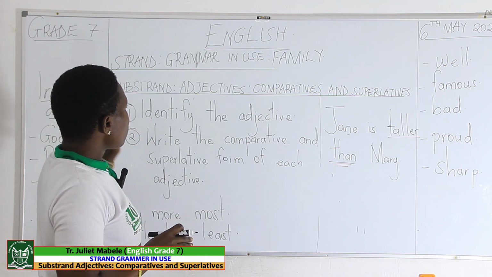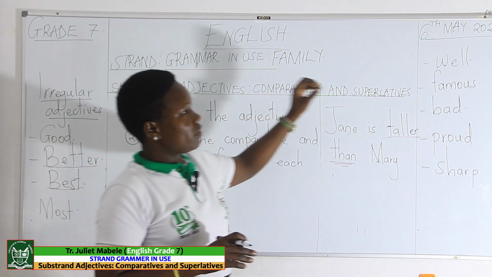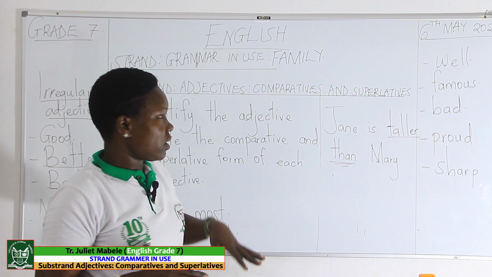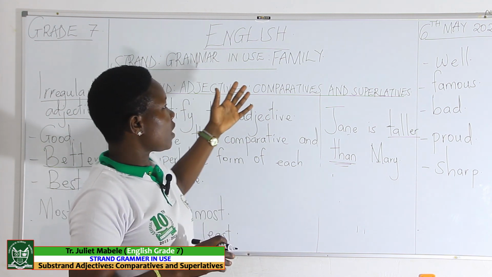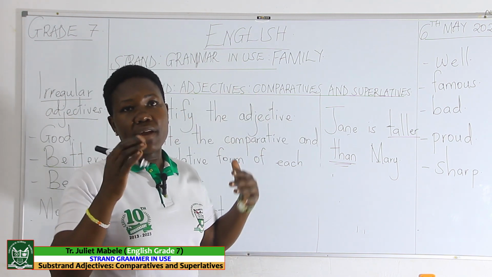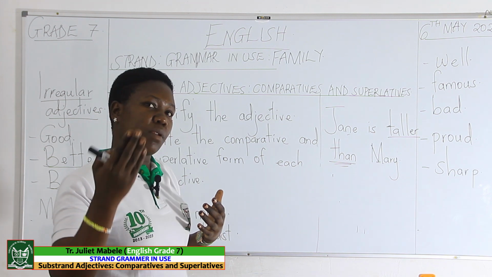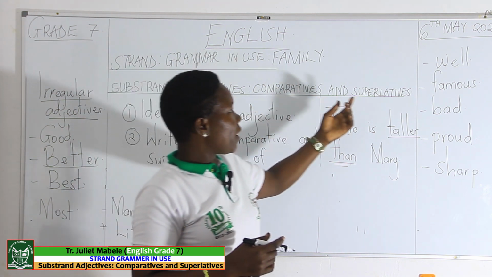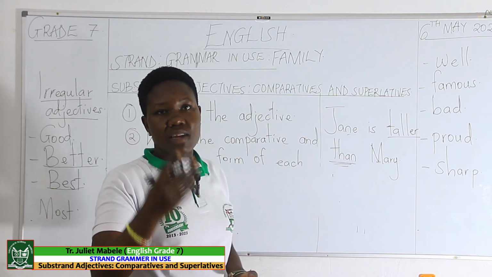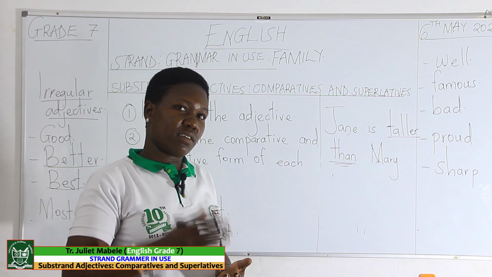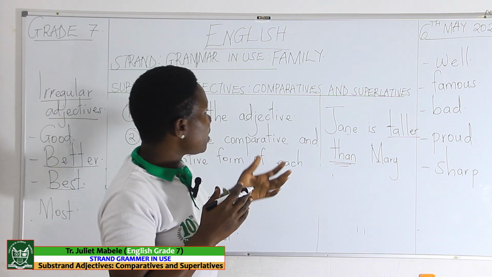Then we've also talked about the comparative and the superlative forms of adjectives. We say that when you're talking about the comparative form, you're comparing two people, two things, or even places. When you talk about the superlative form, we are comparing three or more things, places, or people.